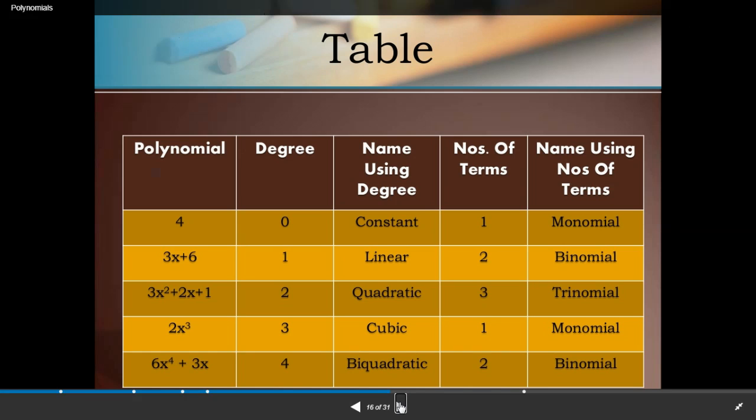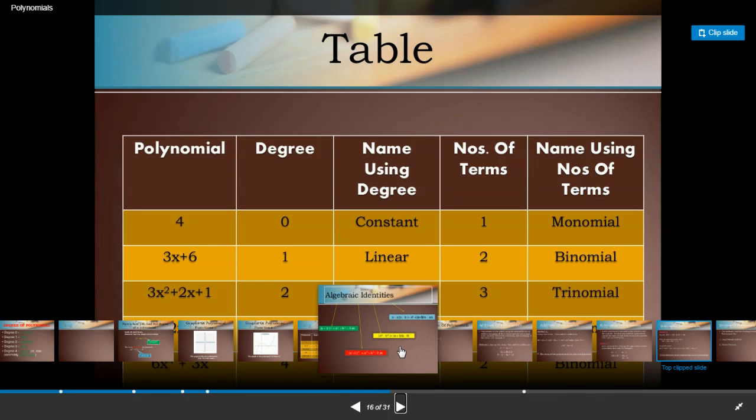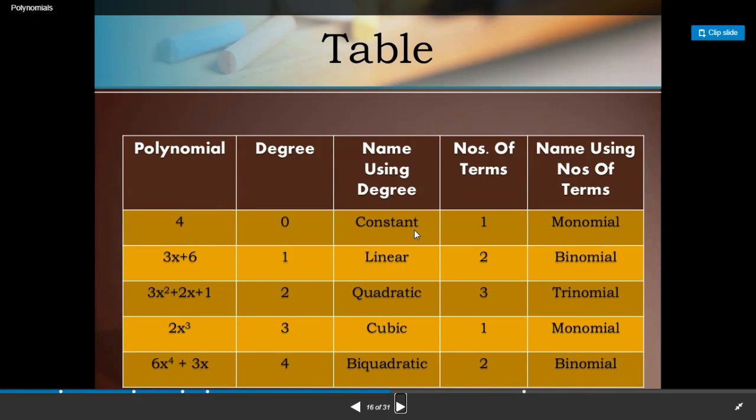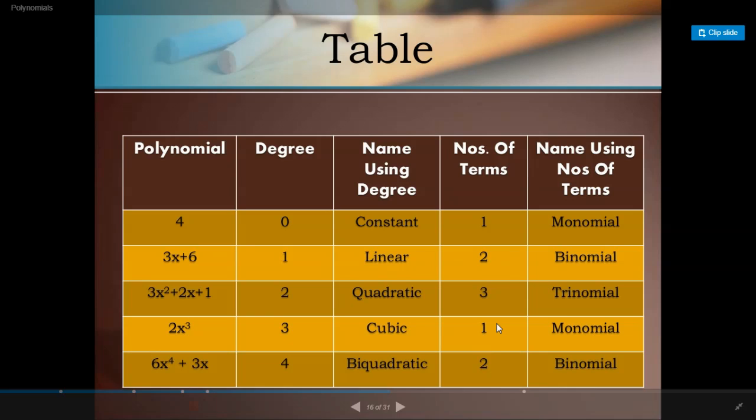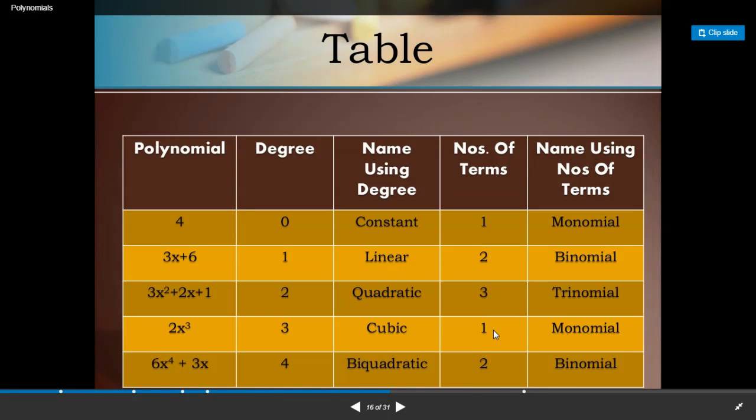So when the polynomial has degree 0, it is called a constant. When the number of terms is 1, it is called a monomial, when the number of terms is 2, it is called a binomial, and when the number of terms is 3, it is called a trinomial.